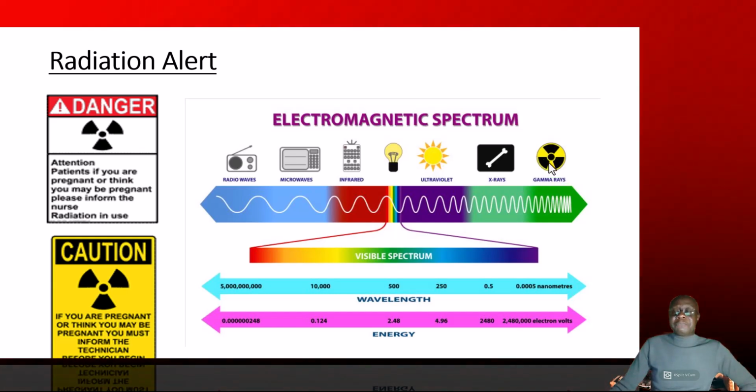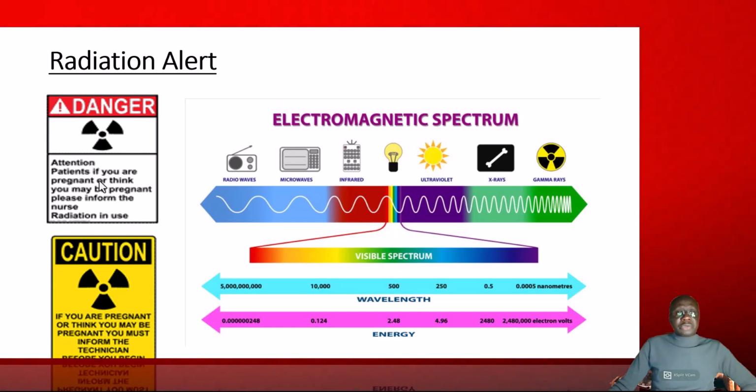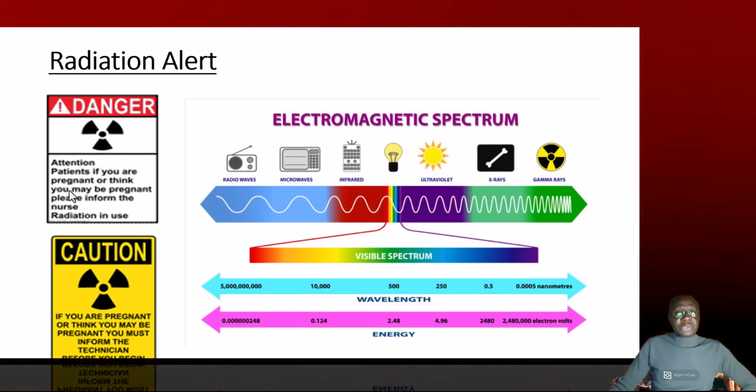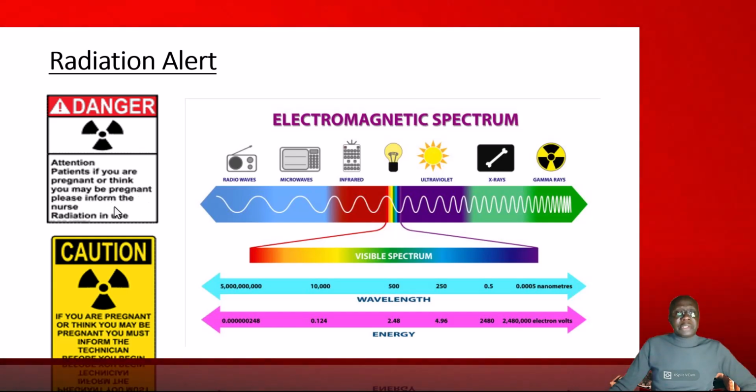Gamma rays are very terrible. They have a very high frequency and they can penetrate all solid substances. And this is what happens in nuclear radiations. Right. Okay, so you can see these are warnings that they post in hospitals that say, attention patients, if you are pregnant or think you may be pregnant, please inform the nurse, radiation is in use here.